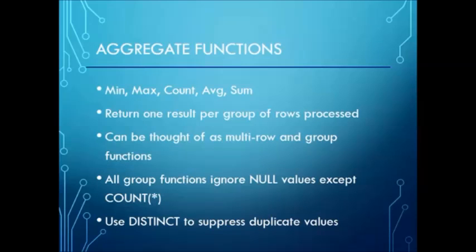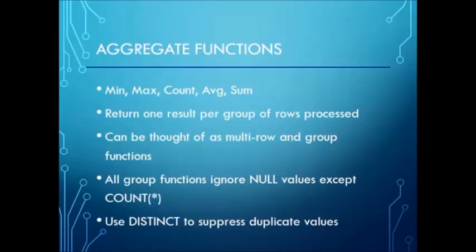So if we think about these functions, if we want to know the min of something, it makes the most sense to have more than one item. Yes, we could get the min of one value, but that doesn't really make a whole lot of sense. So these functions require us to have a group or a set of records to use them against.